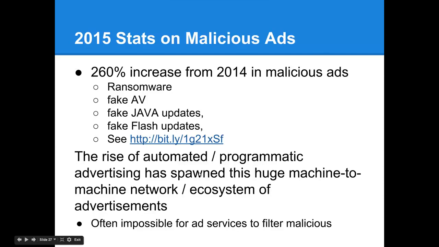And a notable claim from it is that the rise of automated and programmatic advertising has really enabled this increase in malicious advertisements, because it's resulted in a huge M2M or machine-to-machine network, which they consider, and it's an apt description, an ecosystem of advertisements and tracking information. And it is often impossible, actually, for the services that host these ads to filter out all the malicious ones. And that's especially true for any advertisements that deliver zero-day exploits.